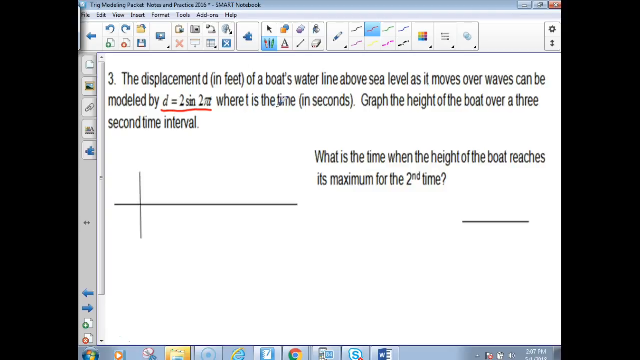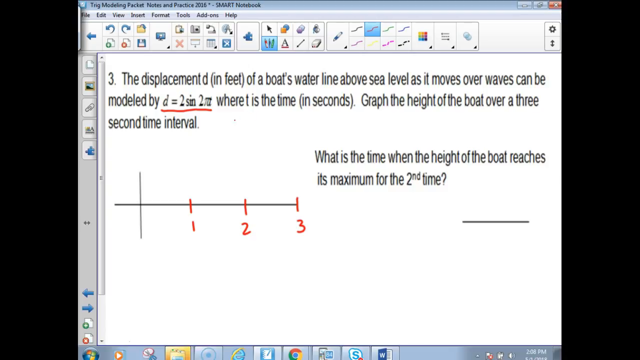Oh, wait a minute. Now, if T is the time in seconds, then if we're going to graph the height of the boat over 3 seconds, how many waves will we have? It takes a second. Okay, T is the time in seconds. So if there's 3 seconds, we're going to actually graph 3 waves, 3 cycles. All right? So let's graph, we'll split this up into thirds, if you will. 1, 2, and then at the end 3. 1 occurrence is going to happen in that 1 second.